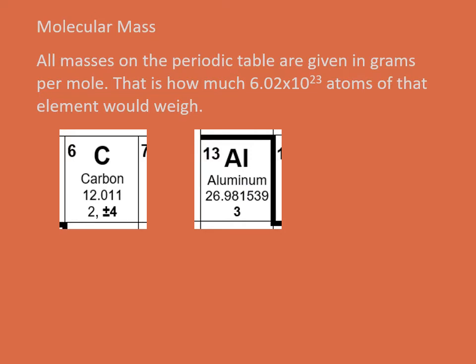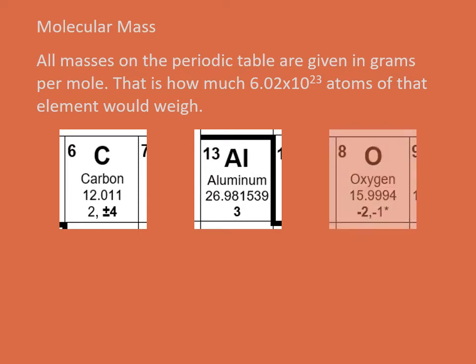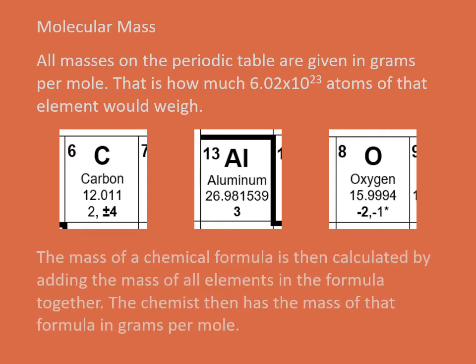If I look up aluminum, it says the mass of aluminum is 26.981539 grams. That is how many grams are in 1 mole, or 6.02 times 10 to the 23 atoms of aluminum. Same thing with oxygen. 6.02 times 10 to the 23 atoms of oxygen weigh 15.9994 grams. The mass of a chemical formula is then calculated by adding the mass of all the elements in the formula together. The chemist then has the mass of that formula in grams per mole.